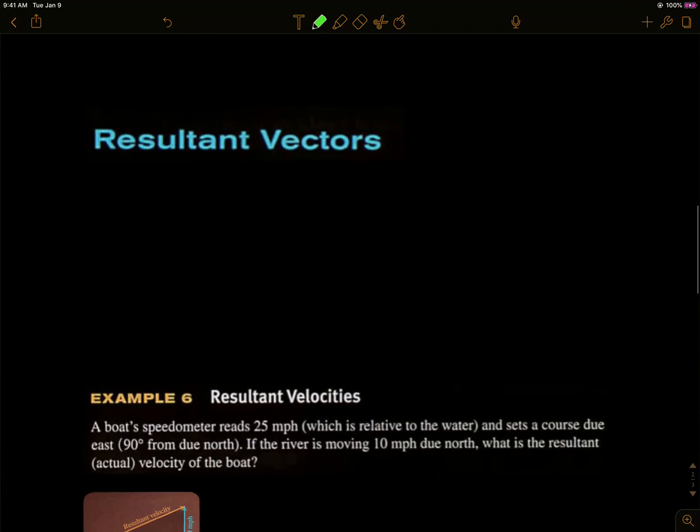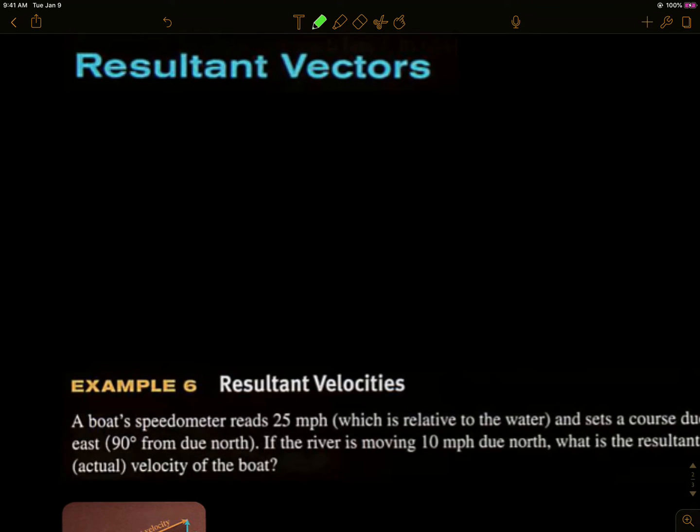All right? So let's talk about resultant vectors. A resultant vector is how we're going to solve some of our application problems. A lot of times we're talking about velocity or distance. We're going to have some word problems with these and some other things. Force.